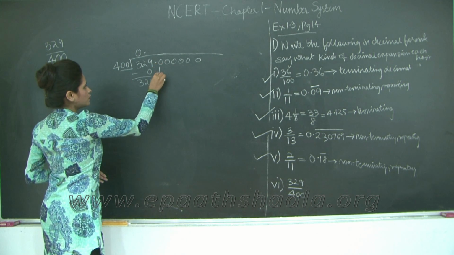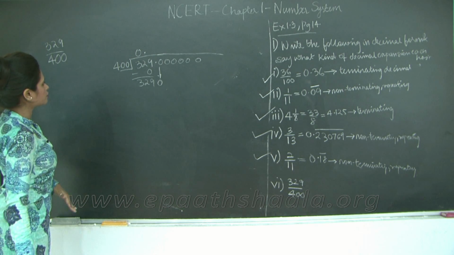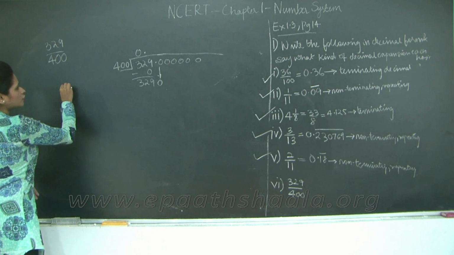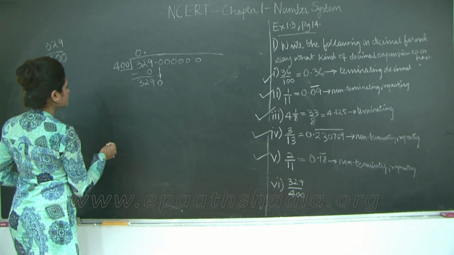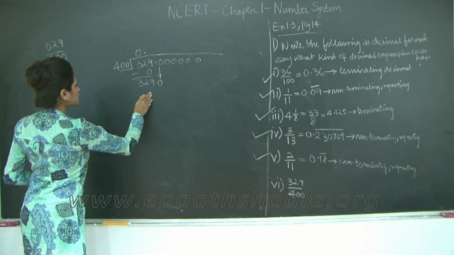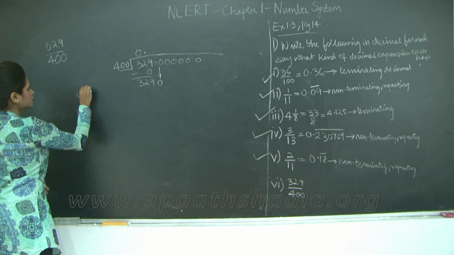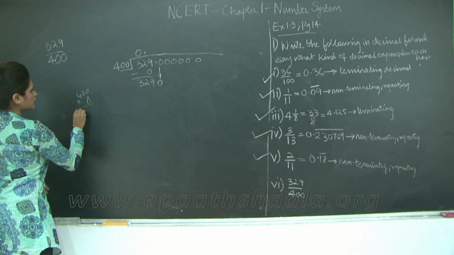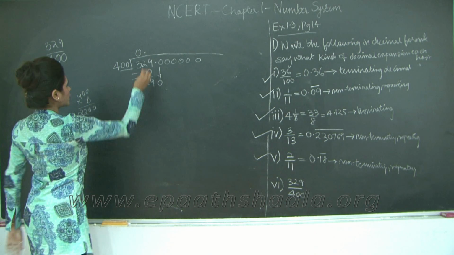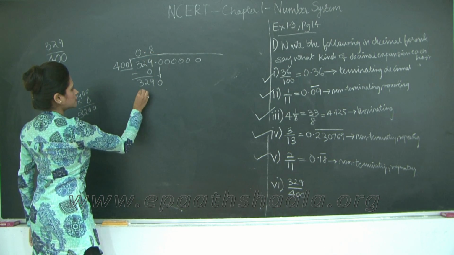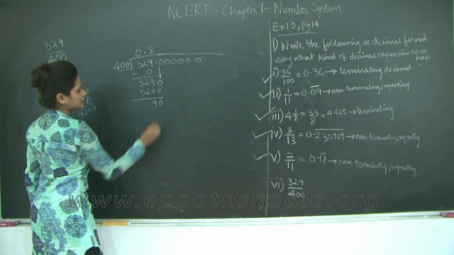I bring down 1 0. So 400 into what would give me 3290? Let's check. 4 3s are 12, 4 4s are 16, 4 5s are 20, 4 6s are 24, 4 8s are 32. So 400 into 8 would give me 3200. So I'll say 4 8s are 3200. I'm left with 90, right?